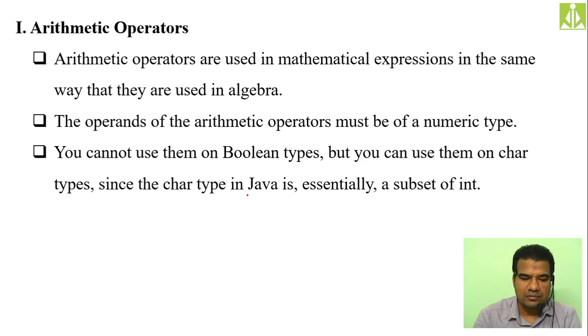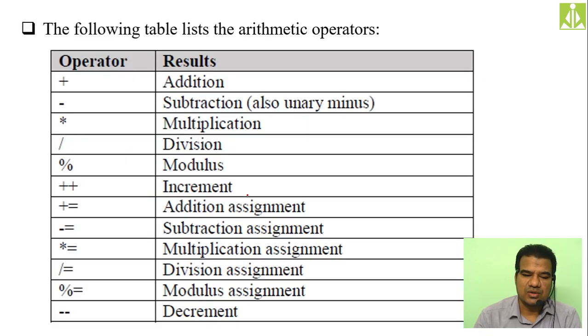So we have discussed arithmetic operators. These are some of the arithmetic operators. This table lists those operators over here, like arithmetic addition. In order to add two numbers, we use arithmetic addition.